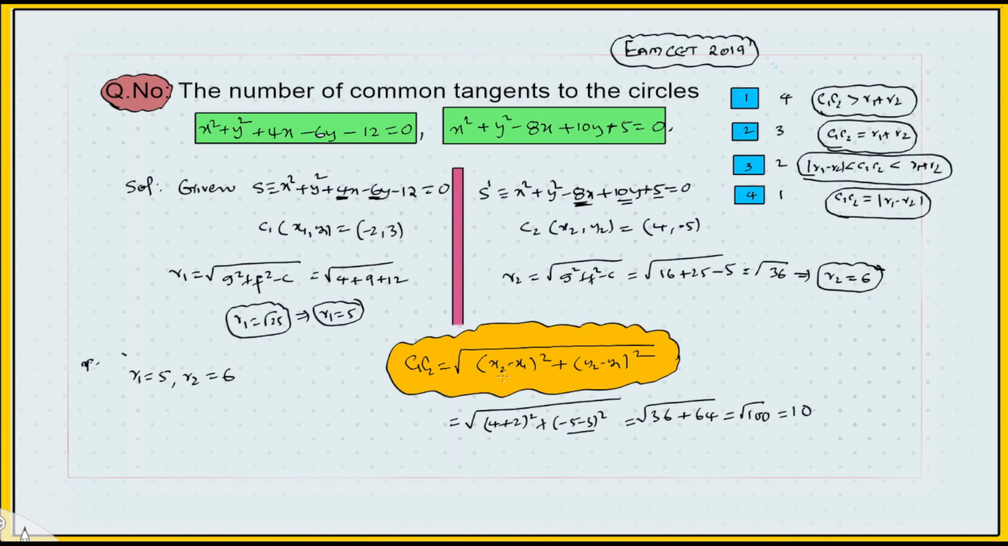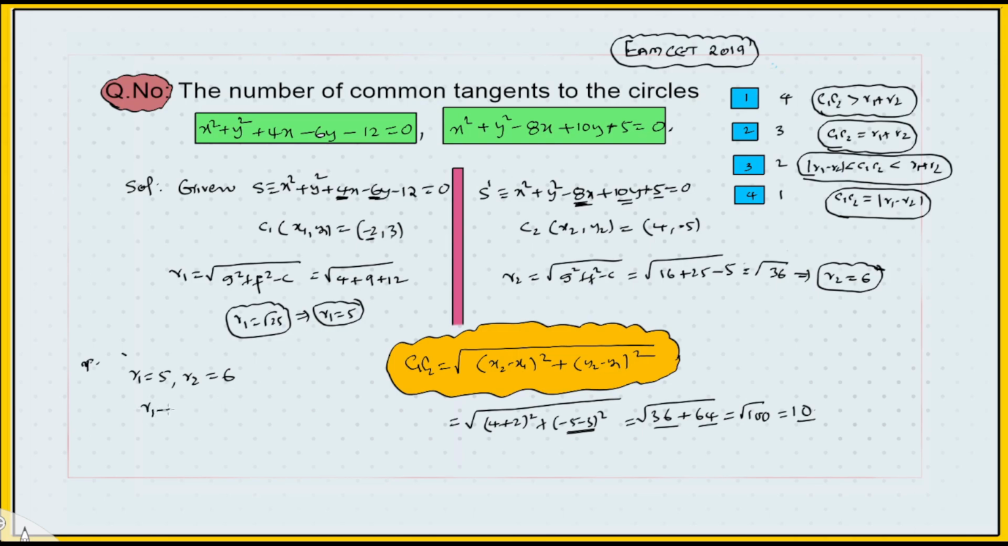Next we have to find C1C2. C1C2 means the distance between the centers. The formula is root over (x2 minus x1) whole square plus (y2 minus y1) whole square. So 4 minus of minus plus 2, 6 square, 36. Minus 5 minus 3, minus 8 whole square is 64. 36 plus 64 is root 100, and the square root of 100 is 10. So C1C2 equals 10.